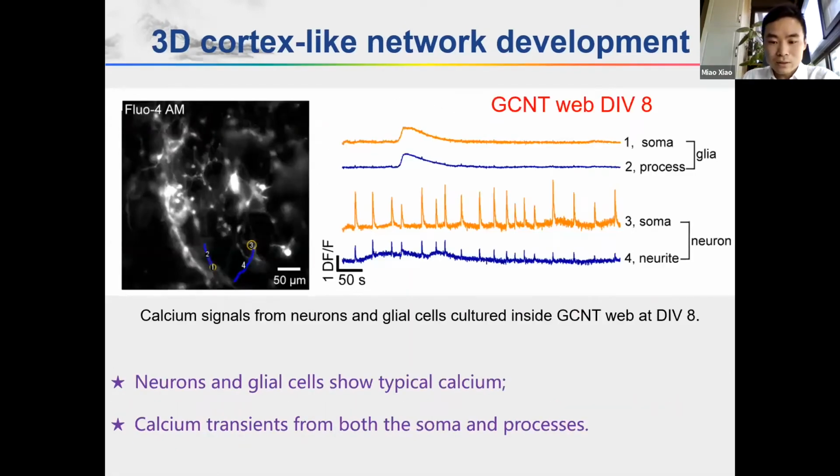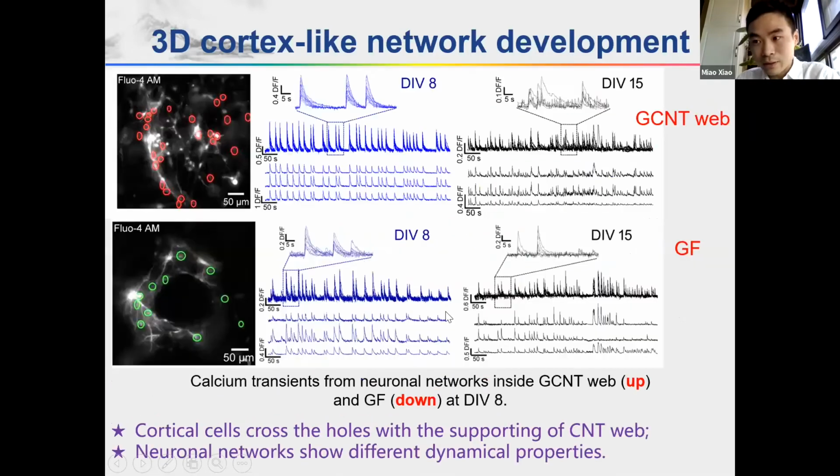Then to investigate if the neural network has functional electrical activity, we use calcium imaging. We use Fluo to mark and test the calcium imaging, and here we compare the typical calcium transients between the glial cells and the neurons. With the shape of the transient, we can distinguish the glial cells and the neurons. Here we also observed that we can see the calcium transient from the soma and the process. So then we only focus on the neurons, on the neural networks.